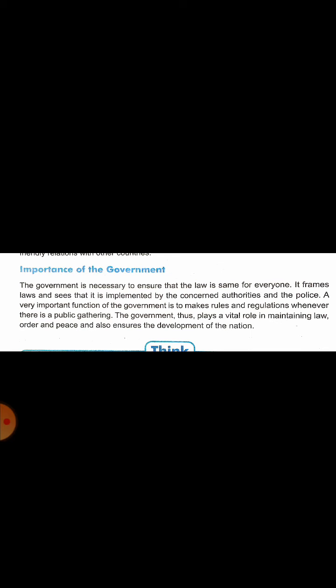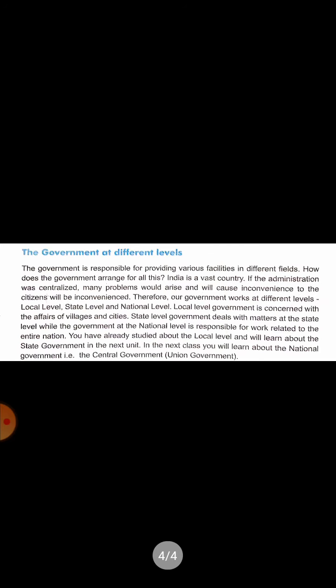So the next one is the government at different levels, which we have already learned in the last year. Local self-government, we have learned that. So what is the government at different levels? The government is responsible for providing various facilities in different fields. How does the government arrange for all this? India is a vast country. If the administration was centralized, many problems would arise and the citizens would be inconvenienced.